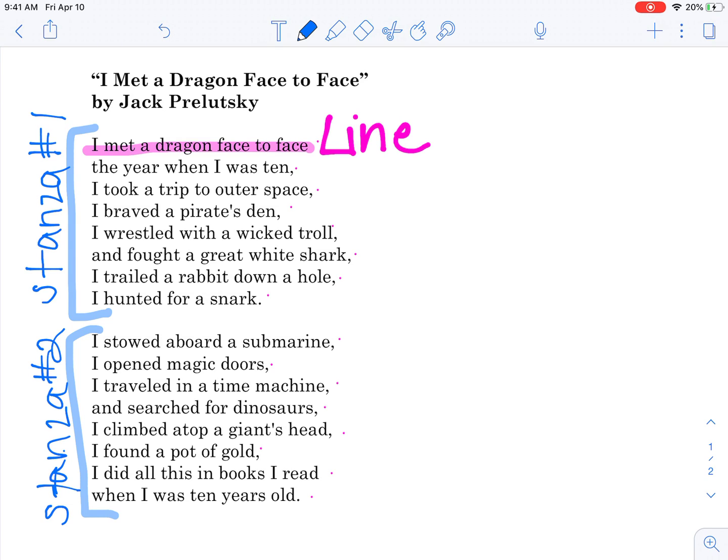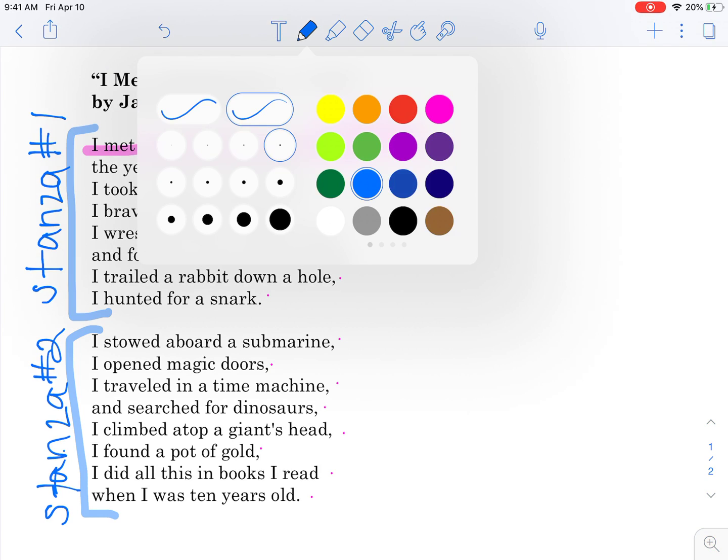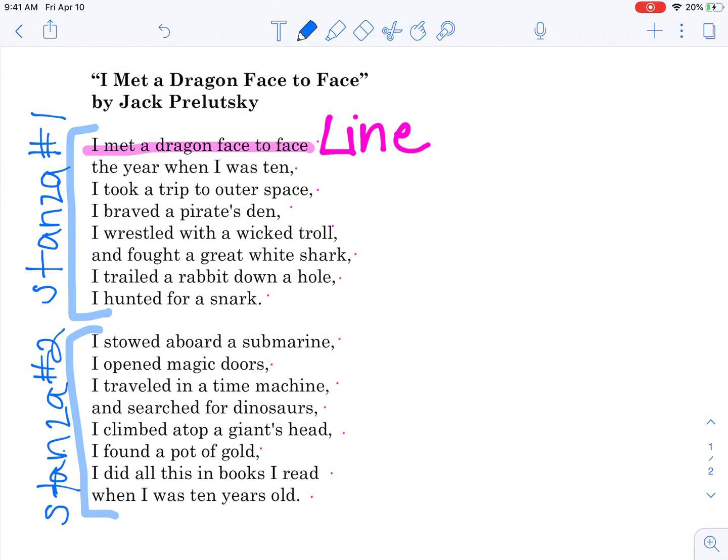If you were asked to count the number of stanzas in this poem, you would say that there are 2 stanzas. Okay, and there's 1, 2, 3, 4, 5, 6. There are 8 lines in each stanza.